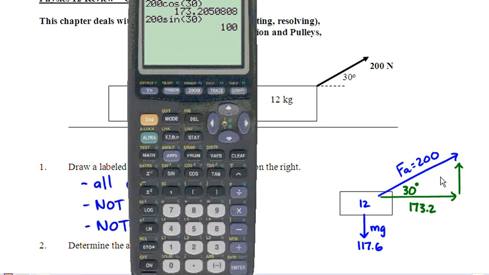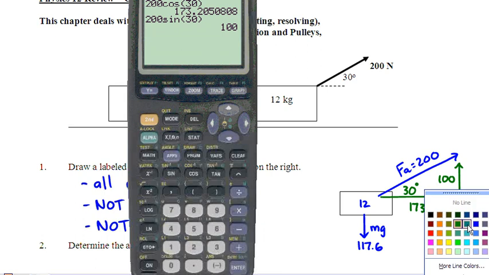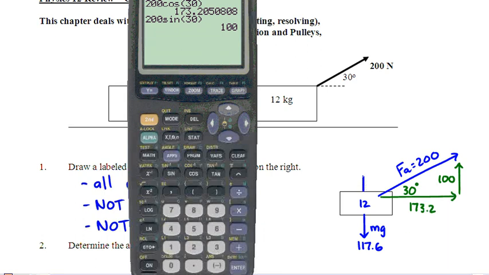Now that 100 number is interesting because that 100 is helping to hold the box up. So when I go and think about this normal force now, it doesn't need to be very big at all. I've already got 100 newtons going up. I need to balance out the 117.6 down. This normal force is not 117.6. It's actually only 17.6 newtons.